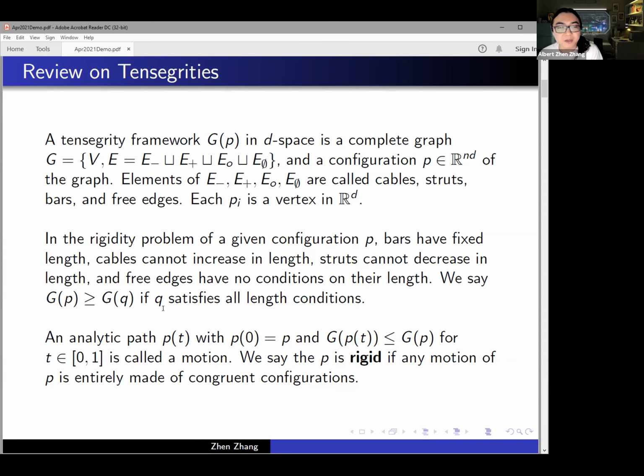Given the configuration p, if q satisfies all the length inequalities, we say G(p) is greater than or equal to G(q). And if at least one of the lengths is strictly satisfied, we say G(p) is greater than G(q). We define a motion as an analytic path that starts from p and satisfies all the inequalities at all times. We say p is rigid if any motion is entirely made of congruent configurations.